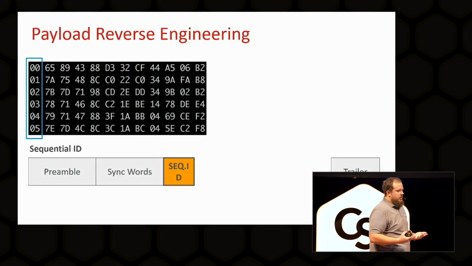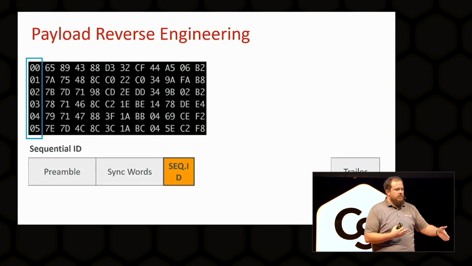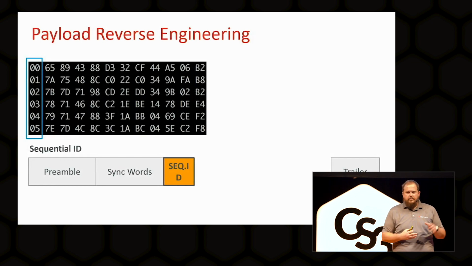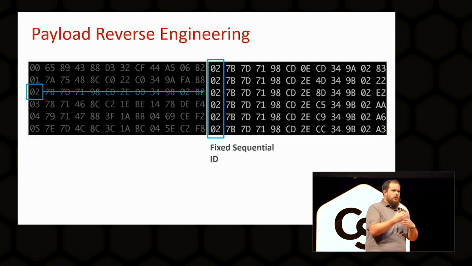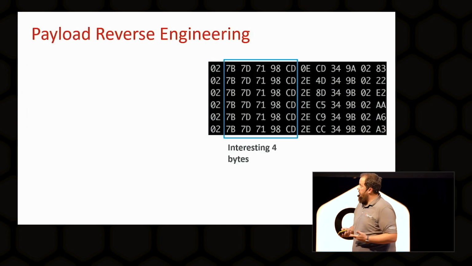So one of the first things we did, this was again with the JUCO radio, we noticed a 0, 1, 2, 3, 4, 5, 6 as the first byte. So we concluded that that is the sequence ID. When we started sorting multiple and lots of transmissions, we could look and see that with a fixed sequential ID, the next 4 bytes looked pretty interesting. Those always tend to be the same.